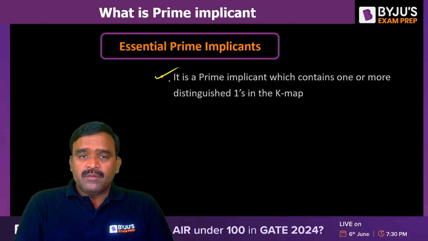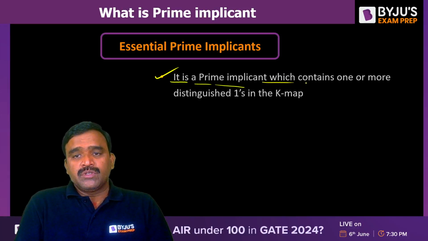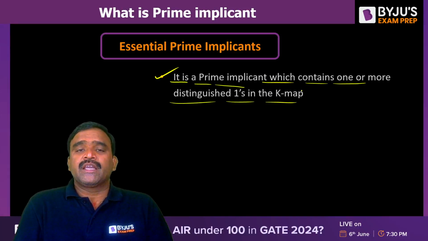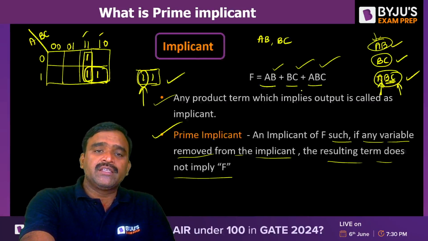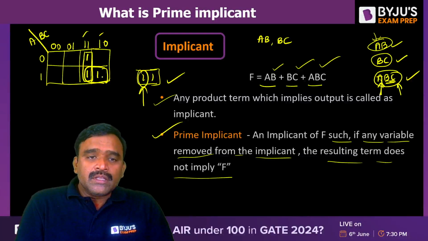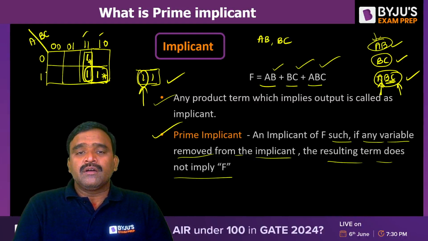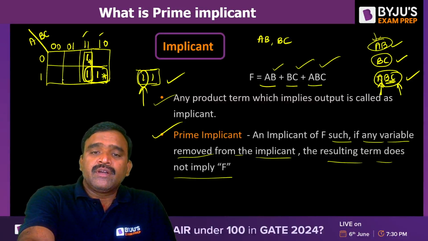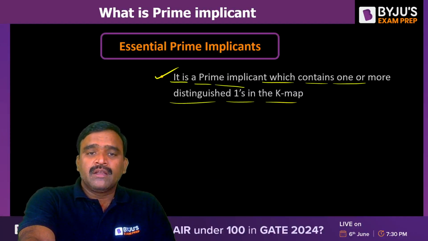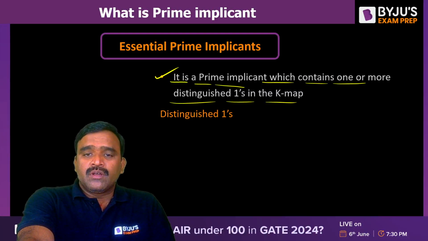First of all, an essential prime implicant is supposed to be a prime implicant which contains one or more distinguished ones in the K-map. For instance, if we take this one, only a single one is present. It is covered in only one pair. That's what a distinguished one is. This one is not a distinguished one. It is covered in two pairs, and this is also a distinguished one. So both the prime implicants are essential here, because at least one distinguished one is required to become an essential prime implicant.